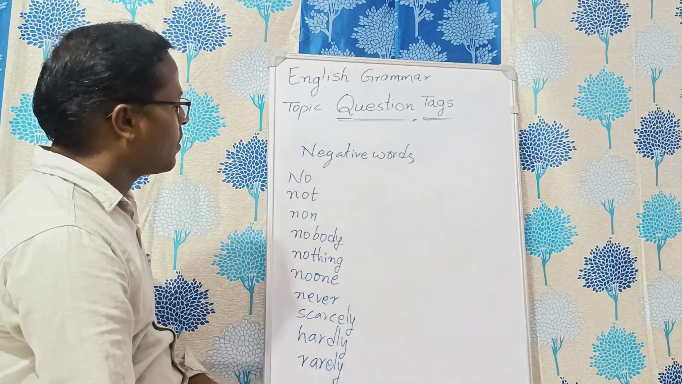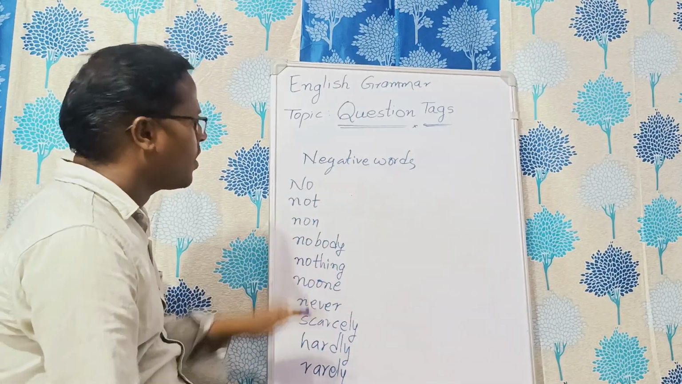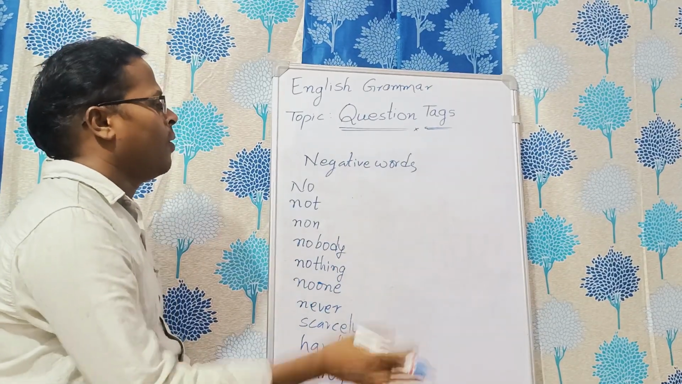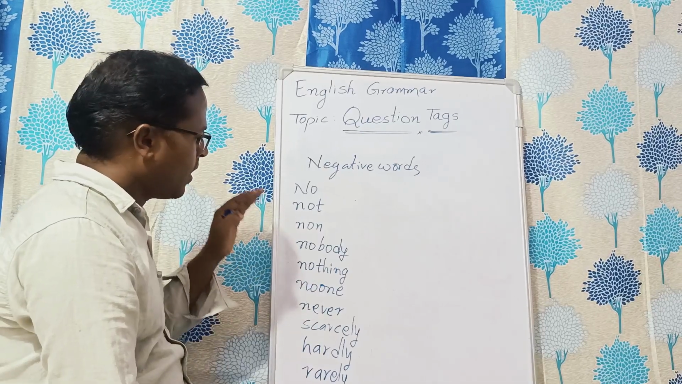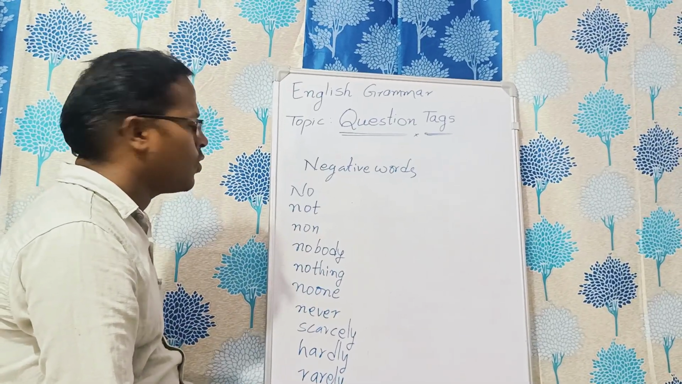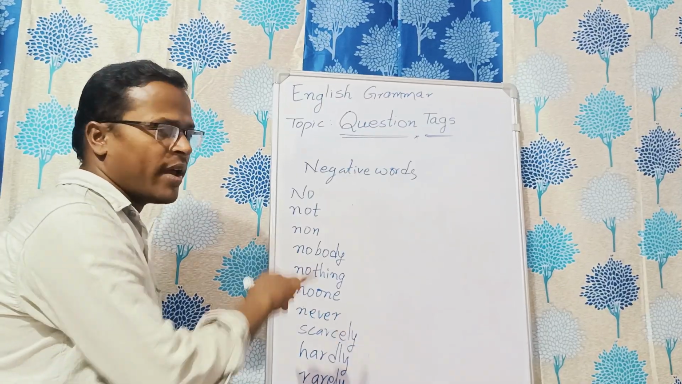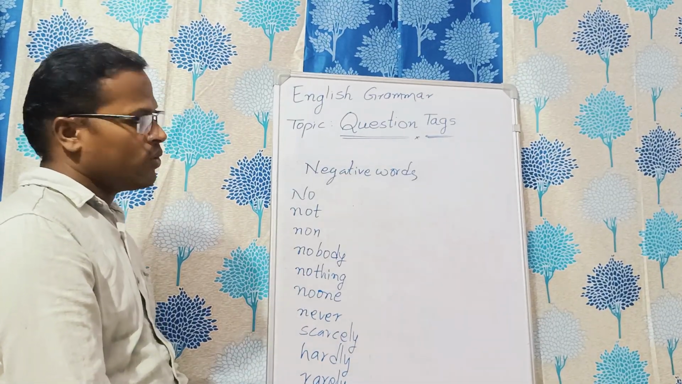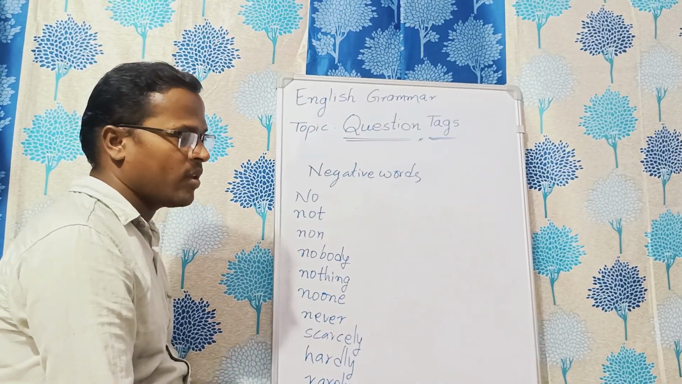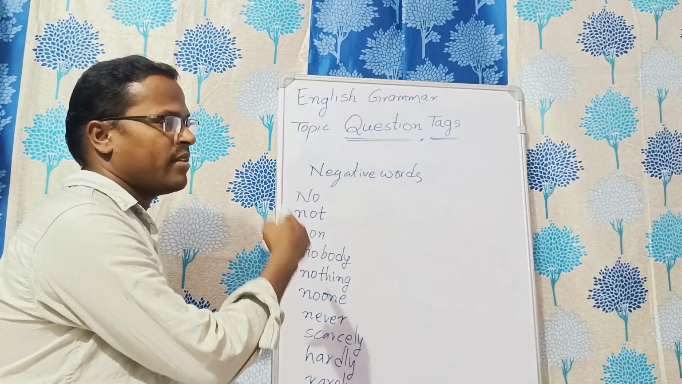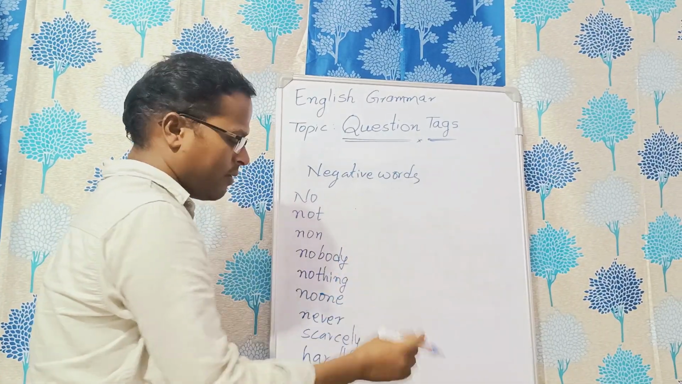So if you find these words in a given sentence, we have to add the positive question tag. If these words do not exist, then we have to add the negative question tag. So let us see how to proceed after identifying the negative sentence. You have to identify the helping verb. Identifying the helping verb is very important.